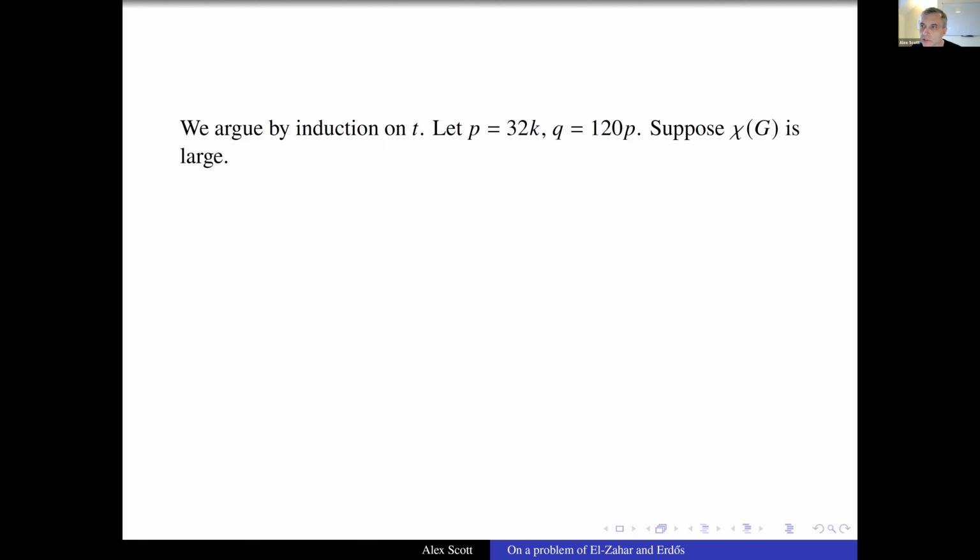So we'll argue by induction on t, the size of the complete subgraph we're after. Let's pick a couple of constants, P and Q. P is going to be 32k, so some reasonable constant times the chromatic number we're after, and then Q is going to be something a bit bigger than P. Let's suppose the chromatic number is large. I'm not going to worry too much about explicit constants, I'm just going to mention that the constants are there. The point is I'm just going to try to give you the flavor of the proof.